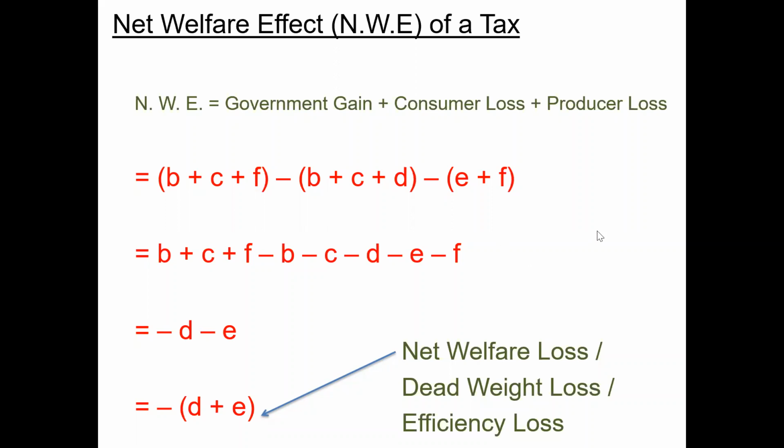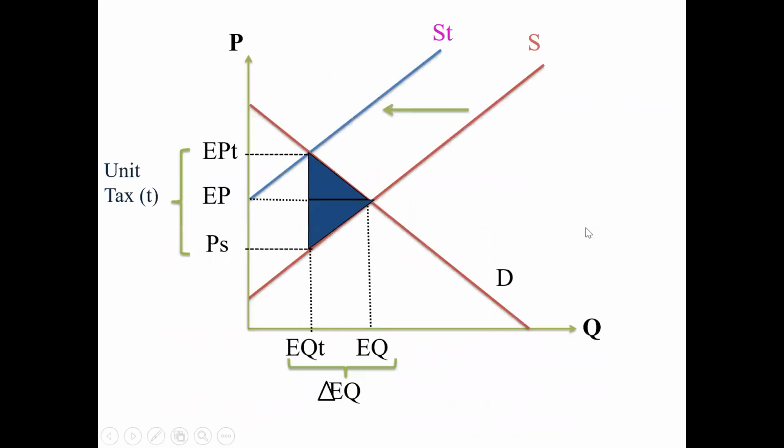Then draw this diagram again in the space below to show only the net welfare loss. We present the net welfare loss separately in this diagram because we need to understand it clearly. Draw the net welfare loss area again in the space given below.